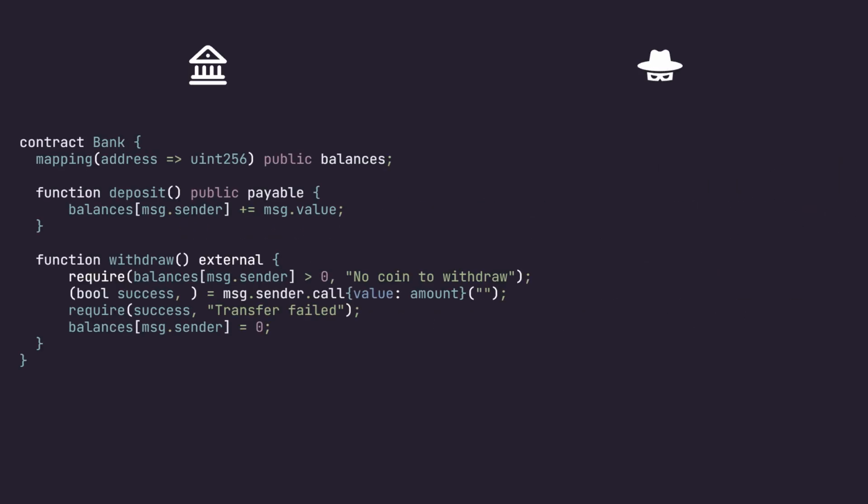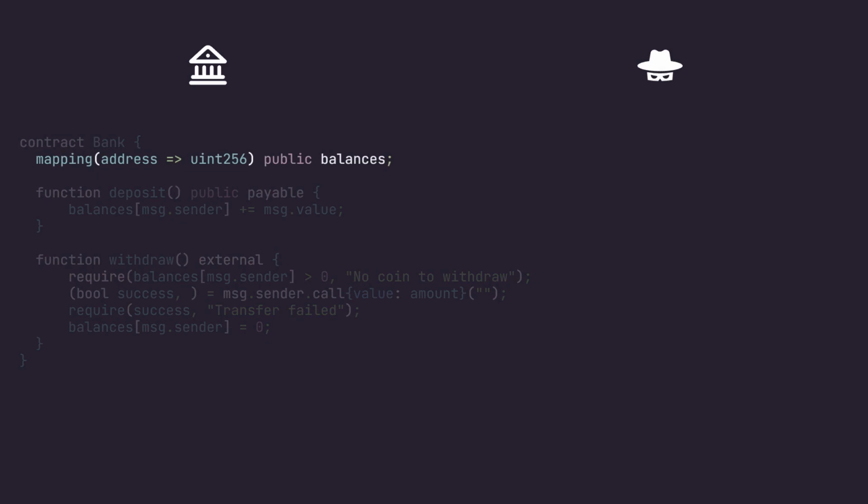Let's take an example with a bank contract. We have a registry of balances per user. We have a function to deposit coins, a function deposit, and a function to withdraw coins that checks if the user has some coin in the registry, then sends the coin to the user, checks if the transaction succeeded, and finally updates the balance of the user.